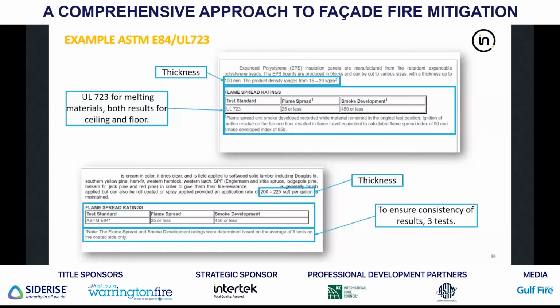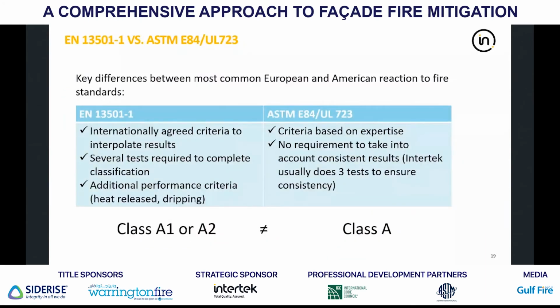One thing that is important, you'll see here, we mentioned to ensure consistency of results, 3 tests. Why do I mention this? Because we're talking about reaction to fire. To make a quick comparison between the European method and ASTM E84, the key one is that ASTM E84 and UL723 only measure 2 parameters. 13501-1 measures a lot more. But in general, the EN method requires several tests to complete classification. So you want consistency. This is not a requirement in E84. So to ensure consistency, we do strongly advise that at least 3 tests are carried out.